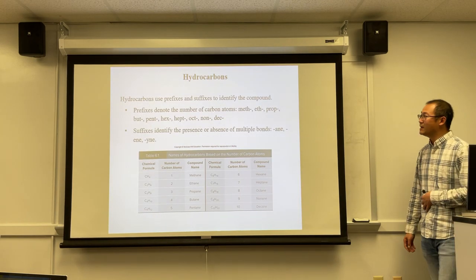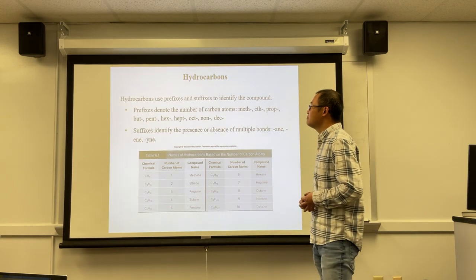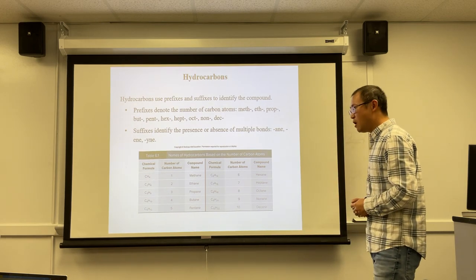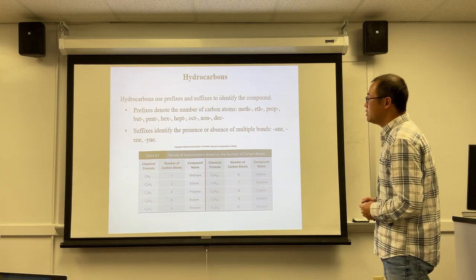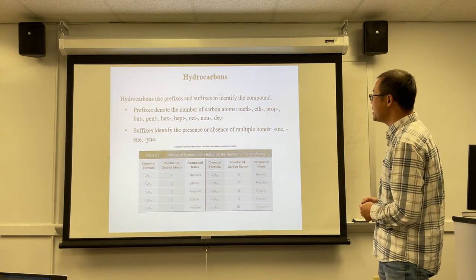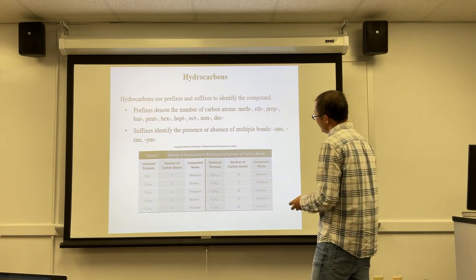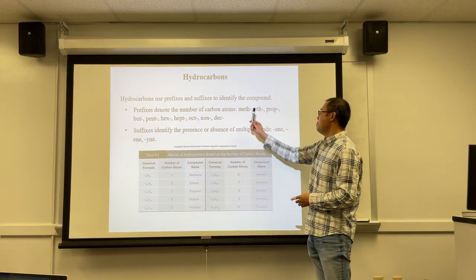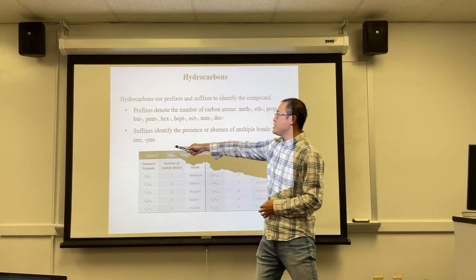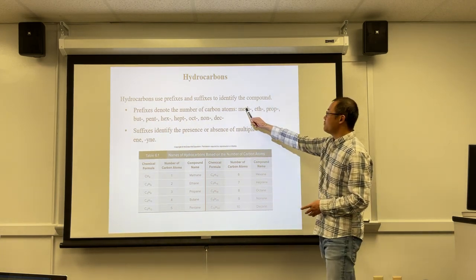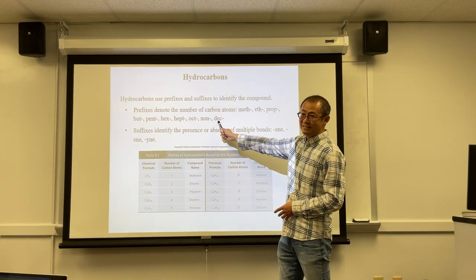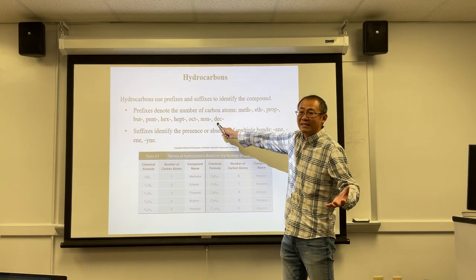Like we said again, the hydrocarbon names are a combination of prefix and suffix. The prefix denotes the number of carbons. Meth, eth, prop, but, pent, hex, these are what? The number of carbons, ranging from number 1 to number 10. Decane is 10 carbons, just like a decade.